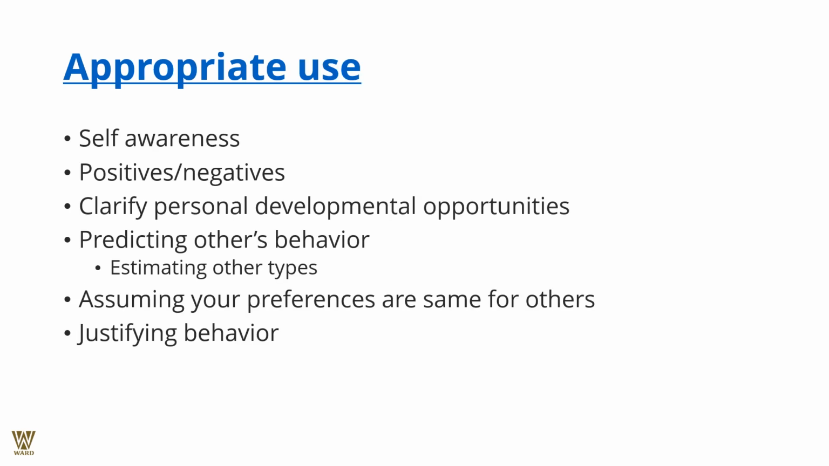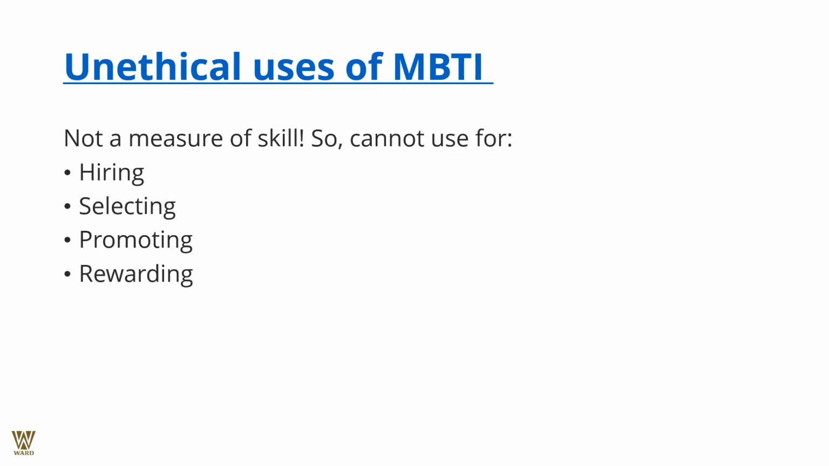Now, let us understand, as a leader, what are the appropriate uses of this. One, you have to be completely aware of yourself. You need to understand the pros and cons of any situation, any decision. Clarify, remember, clarify all opportunities in your personal space which go in your favor. Predict the others' behavior. This is very, very important. If as a leader you can predict the behaviors of others, you have already won half of the battle. So estimate the other types, as in what kind of person you are actually talking to, assuming your preferences are the same for others, and justifying the behavior thereby.